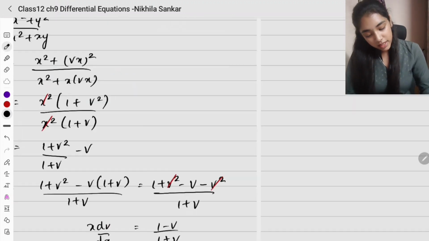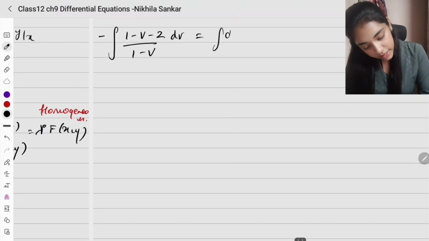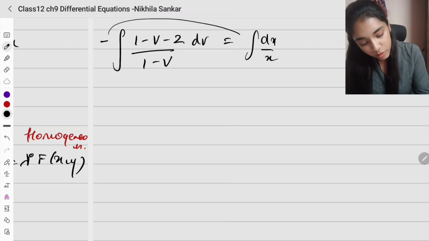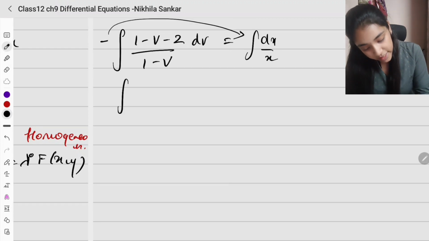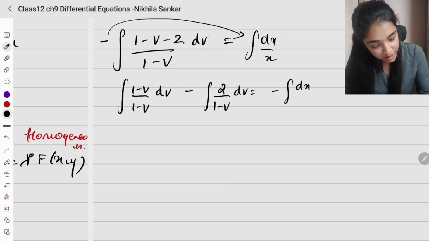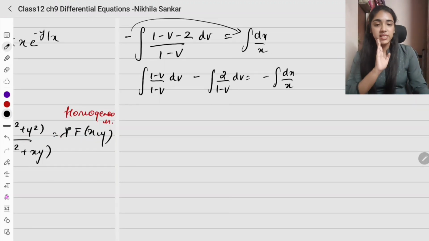times dv equals dx divided by x. Why did I do that? I have a minus, and the minus I'm taking to this side. Okay, so I'll have integral of 1 minus v divided by 1 minus v dv minus integral 2 divided by 1 minus v dv equals minus dx divided by x. Now it's easier to solve the integral.